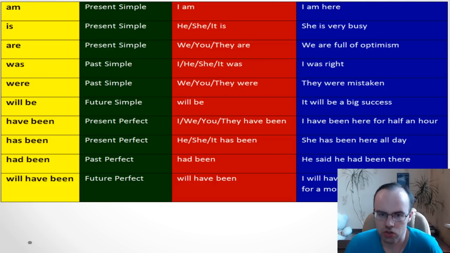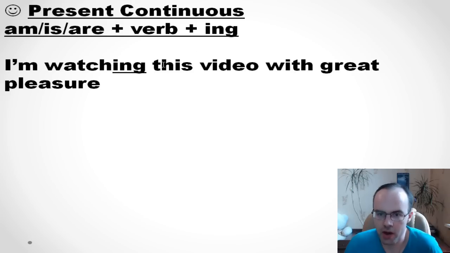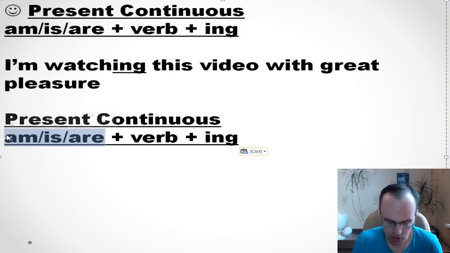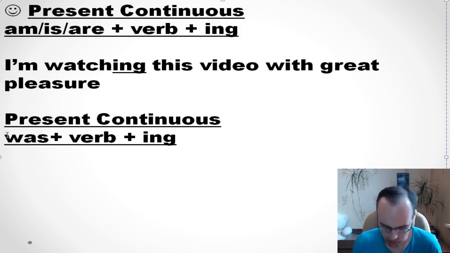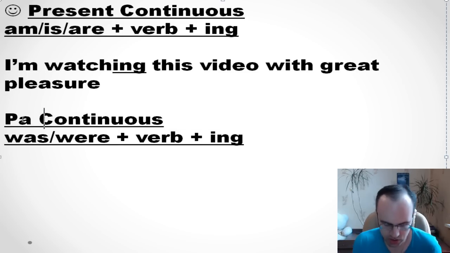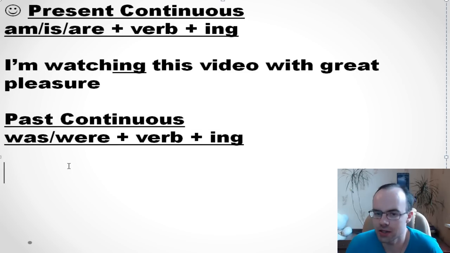So actually we see the same story with the past simple. You know that we use was and were in past simple, but if there is a verb after was or were, and if we see ing, so verb plus ing, it's another tense, past continuous. Past continuous. For example, I can give you the following example. We were having a rest.